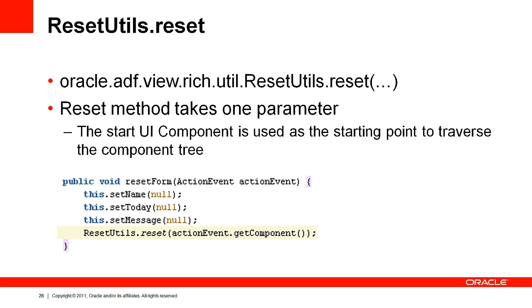So our method that is invoked by the reset form button needs to be changed so that after setting the name to null and the date to null and the message to null, we call reset util reset. From the action event we can call get component, which basically means that from the command button that is resetting the form, go one level up to the next container, which is the form, and then reset all the components within the tree.